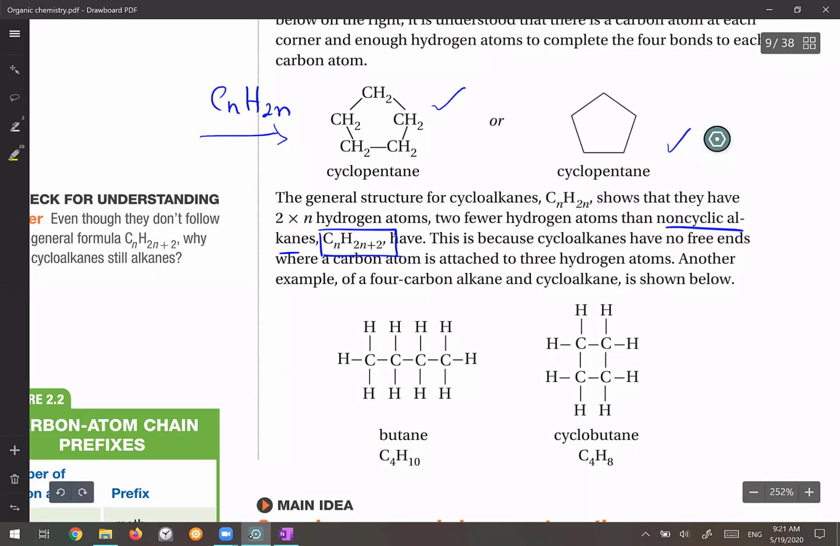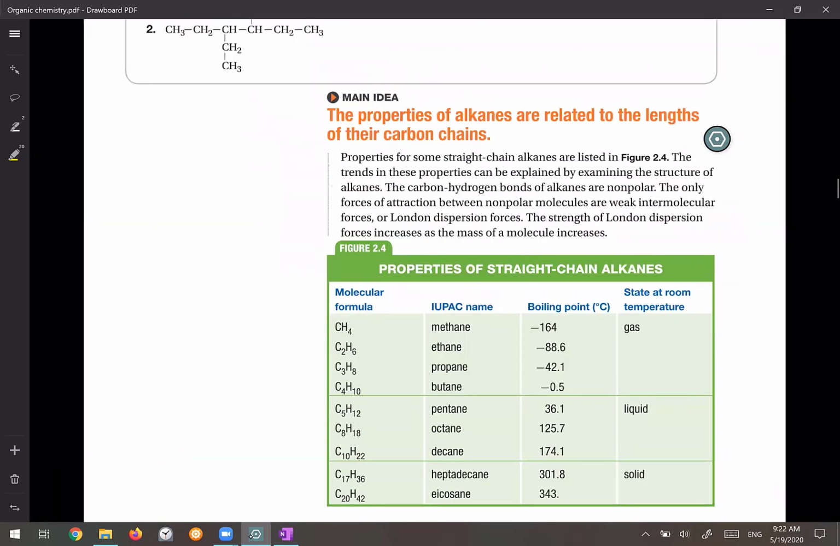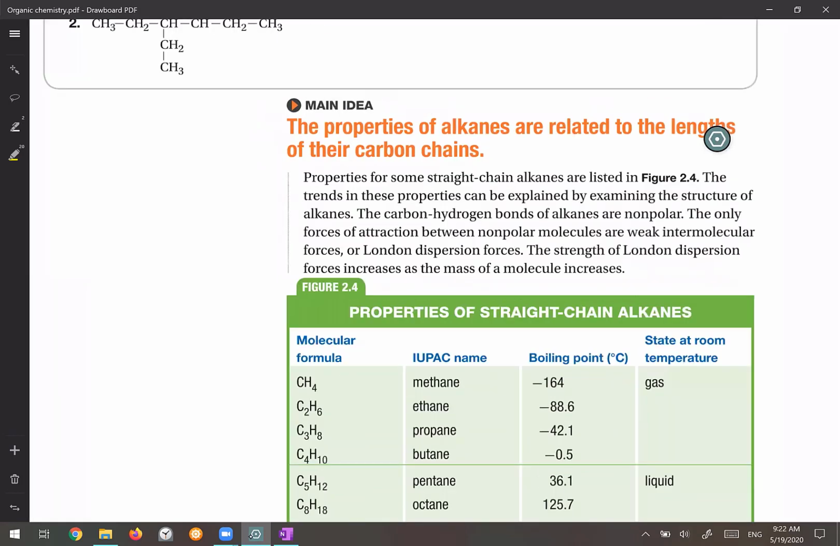Okay. Now I want to come back to the alkane to talk a little bit about the properties of the alkane. The properties of the alkanes are related to the length of the carbon chain. So the only difference between the members of the alkane homologous series is the length of the carbon chain. The smallest member is methane. It has only 1 carbon. The next member is ethane. It has 2 carbons. The next member is propane, 3 carbons, 4 carbons, and so on.